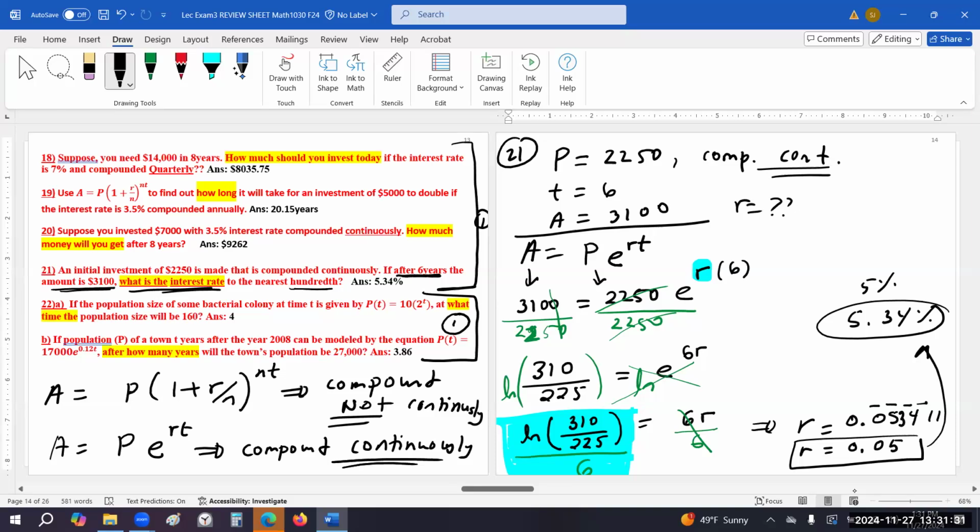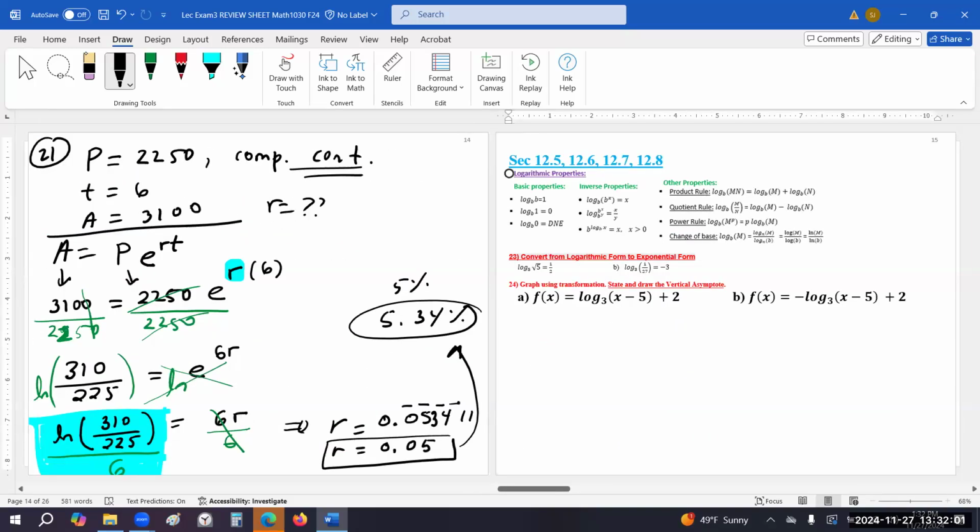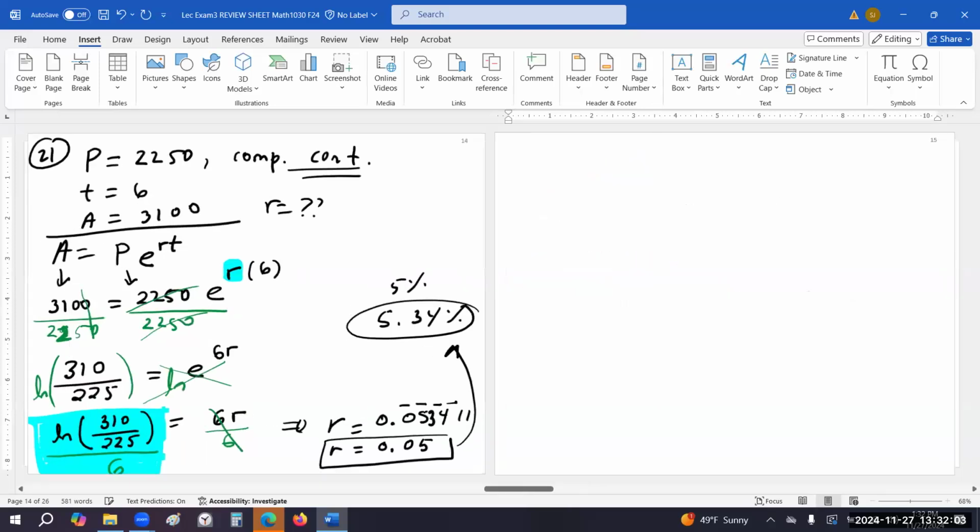Can you look at the population one? So in the population one, mostly they give you everything. Let's do the first one. It's non-calculator. So they give us the population. They want us to find, if the population size at any time is given by this formula, then when the population will be 160.